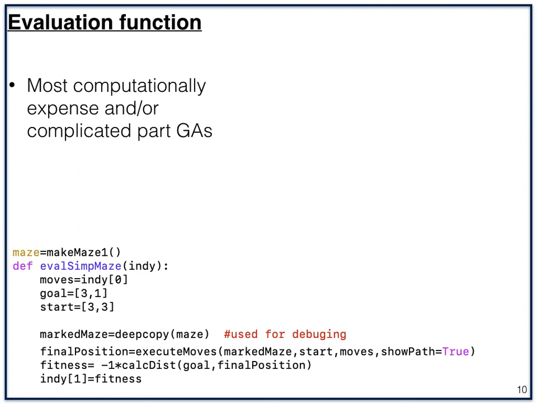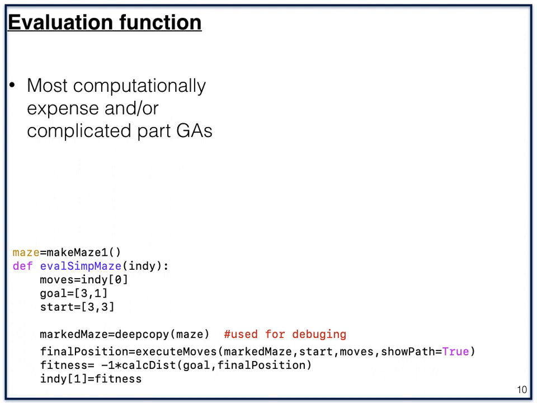So these evaluation functions are going to be physics simulators if you're evolving, say, a spider robot. They're going to be maybe big graphs if you're doing something like an NP problem or traveling salesman problem. So just know that the evaluation function is usually the most complicated, the most expensive part.